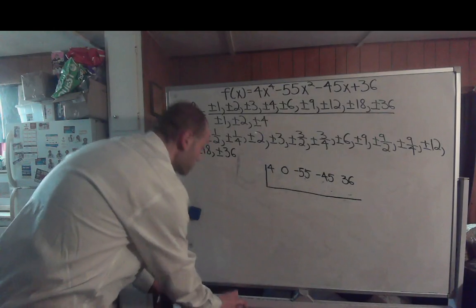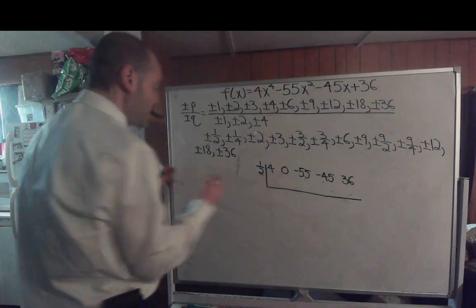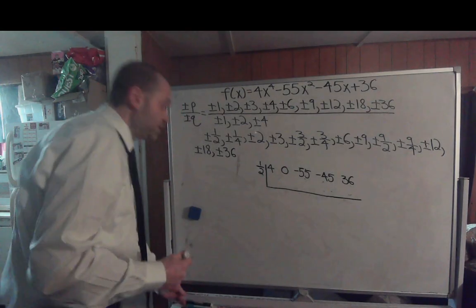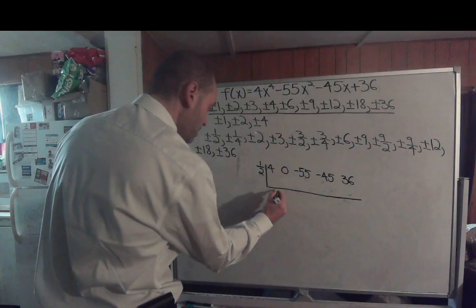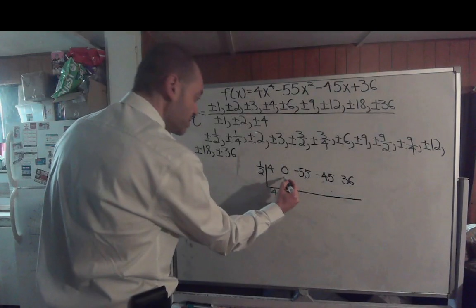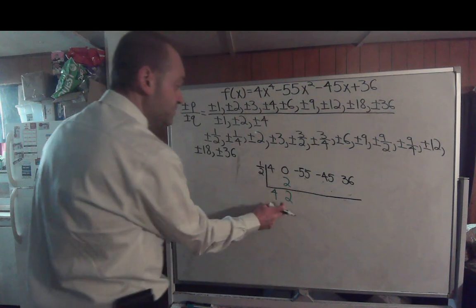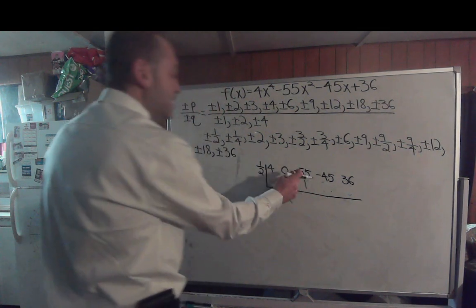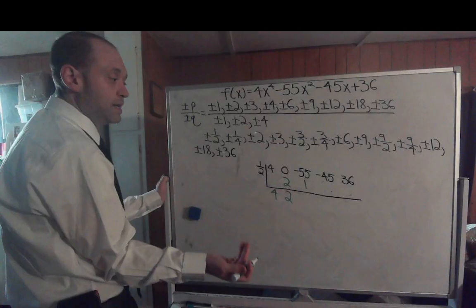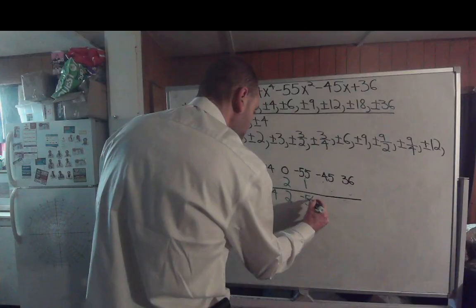Okay, let's go with positive 1/2. Let's try to divide by positive 1/2. So bring down your 4. Now what is half of 4? That's just going to be 2. 0 plus 2 is 2. Half of 2 is 1. Negative 55 plus 1 is going to end up being negative 54.